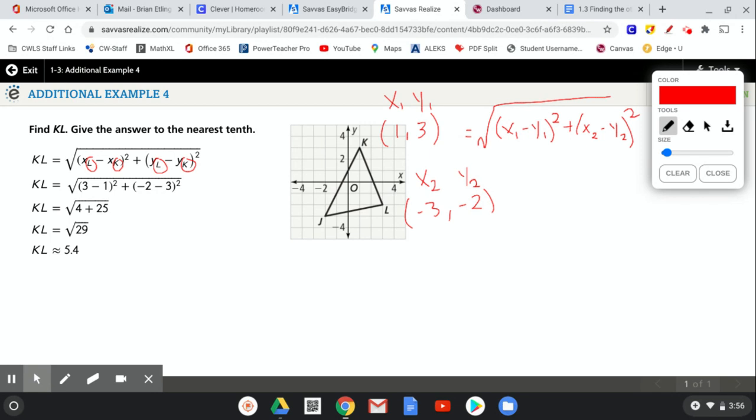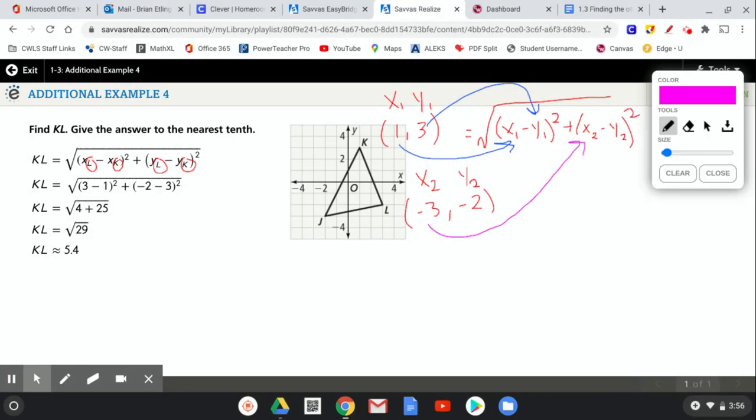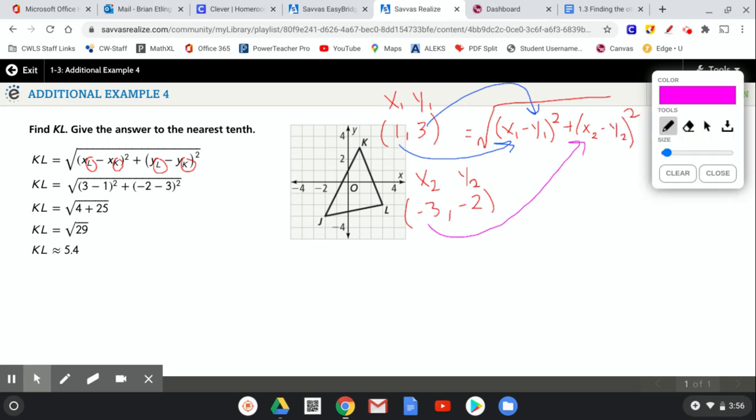And when we label our coordinates, it's real simple where they're going. So we know this x1 is going to go right here, and this y1 is going to go right here. We also know that our x2 is going to go right here, and that our y2 is going to go right here. All right. So from there, once we plug everything in, it's going to look like this.